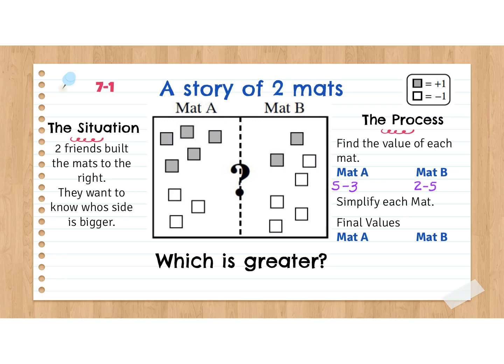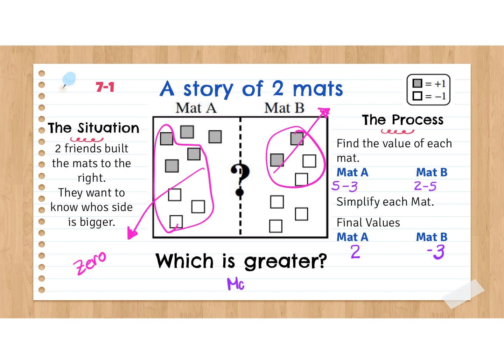I'm going to make my little key, which pink is 0. I can take 3 and 3, so I'll just do those 3, and I'm going to remove them from my mat. And I can take 2 and 2, and I'm going to remove those from my mat. And what do I have left? What I have left is 2 positive tiles on mat A and 3 negative tiles on mat B. So which one is greater? Mat A is greater.